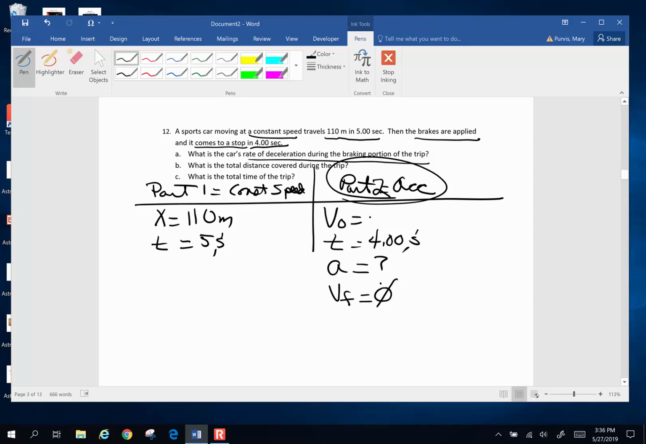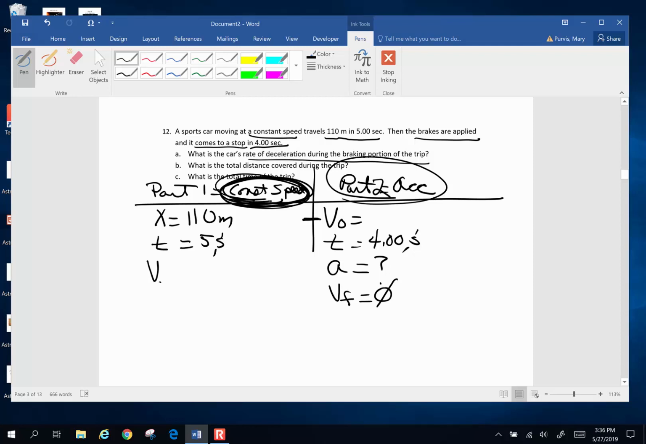We don't right now, but we can find it because its original velocity is going to be the speed it had during its constant velocity part of the problem. So let's go here and find its velocity for the constant part, and that's going to give me my original velocity for the second part.